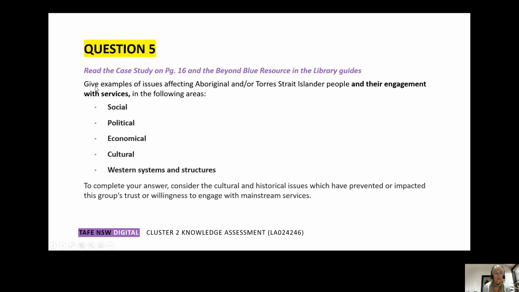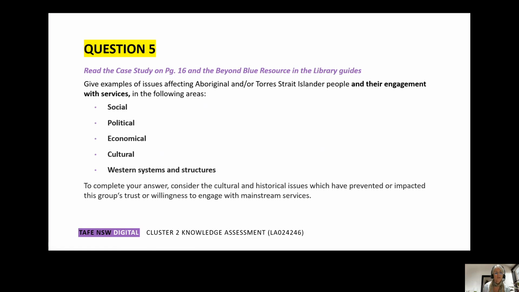And the question says, give examples of issues affecting Aboriginal and Torres Strait Islander people and their engagement with services. So it's asking you to discuss, what are the social issues that are affecting Aboriginal and Torres Strait Islander people? What are the political issues? You know, how have they been affected economically and culturally? And I want you to provide an example against each of these to demonstrate your understanding.